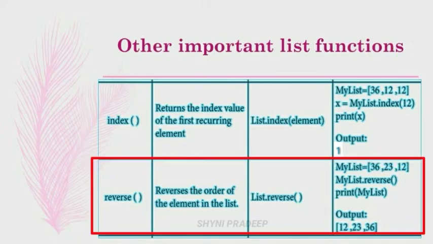Next, let us see the reverse function. It reverses the order of the elements in the list. Its syntax is list.reverse(). My list is equal to 36, 23, 12. Its reverse order means what? 12, 23, 36. It will be printed on the output screen.